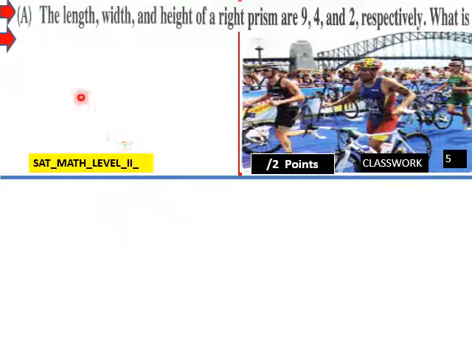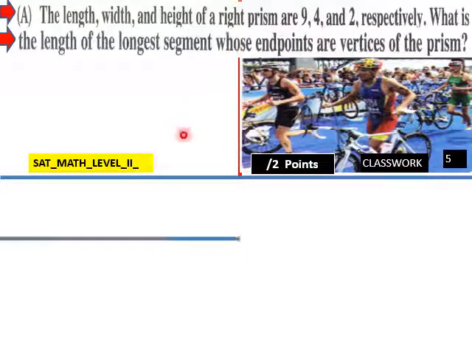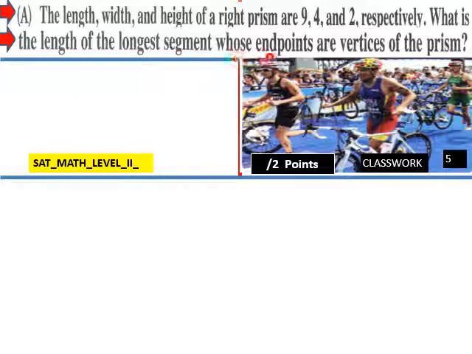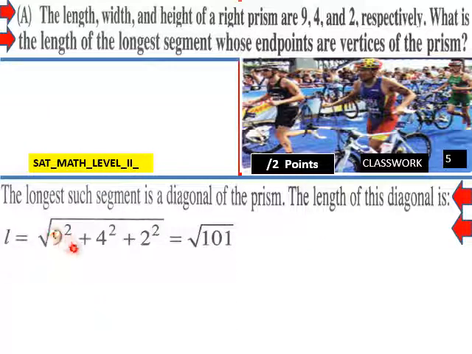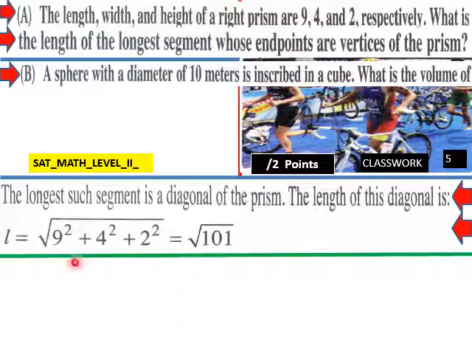So let's get into an example here. A, the length, width, and height of a right prism are 9, 4, and 2 respectively. What is the length of the longest segment whose endpoints are vertices of the prism? So how do we go about solving that? The longest such segment is a diagonal of the prism. The length of this diagonal uses a formula to find the length of a segment: 9 squared plus 4 squared plus 2 squared, and then we take the square root of that, and we get square root of 101, so it'll be a little bit over 10, right?